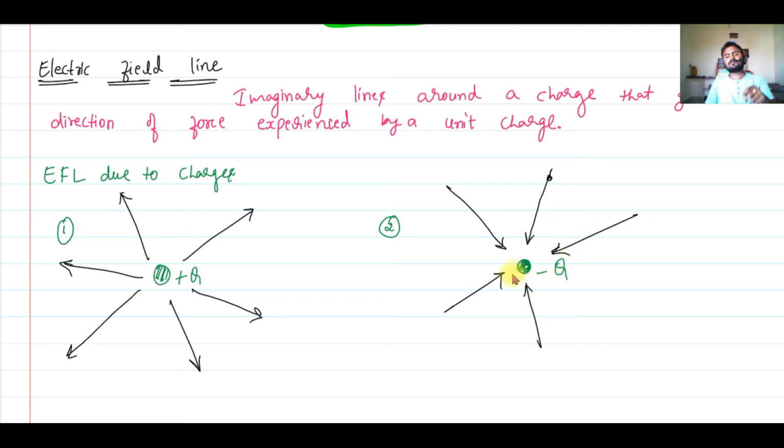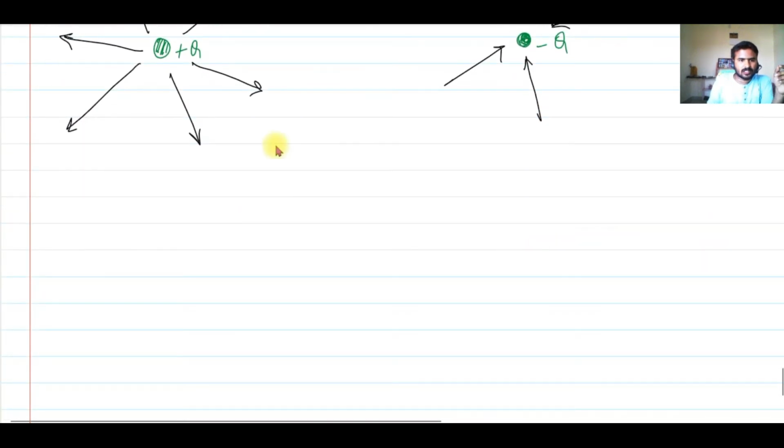Now that we have drawn electric field lines for a positive charge and for a negative charge, we will keep these two charges close to each other and try to see how the electric field lines will look. Thirdly, we will take a positive and a negative charge close to each other.